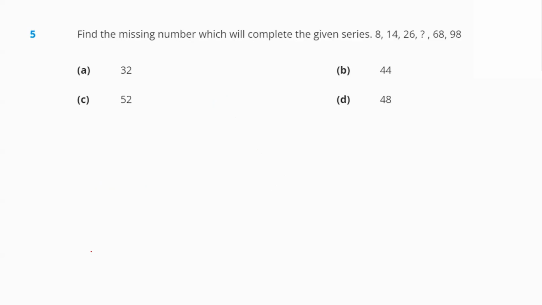Moving on to the next question. Find the missing number which will complete the given series. So let's write the series first. It's 18, 14, 26, question mark, 68 and 98. So if we look at the series, we find that there is a small addition. Let's subtract this. There is an addition of 6, addition of 12, I don't know here, and here it is an addition of 30. So if we look at the pattern, it is adding by 6.